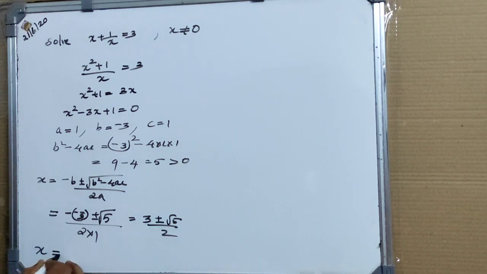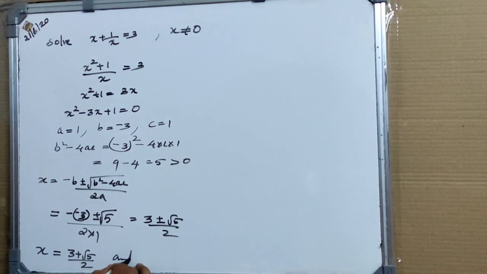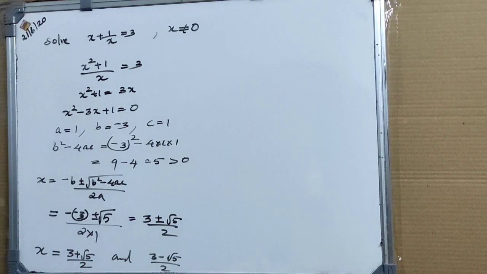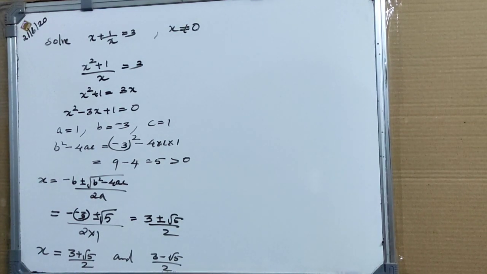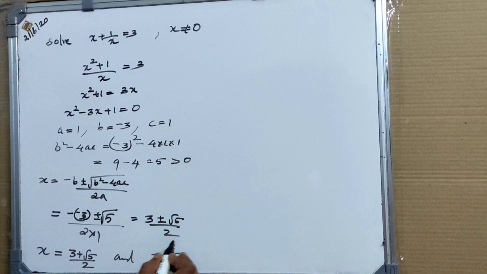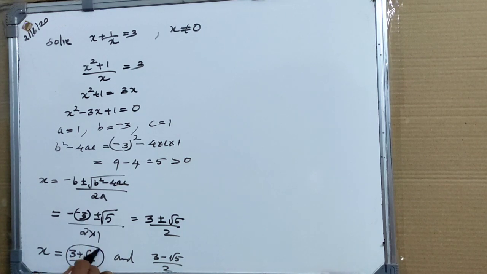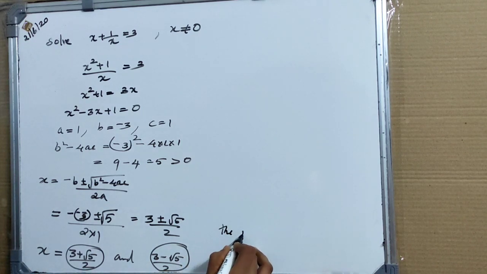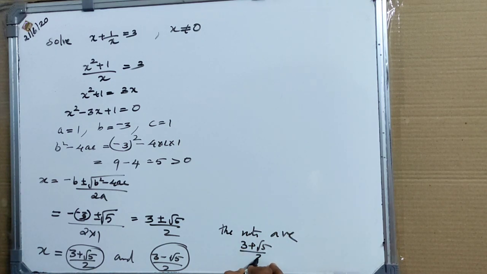So we get two roots, that is 3 plus root 5 by 2 and 3 minus root 5 by 2. So the roots are 3 plus root 5 by 2 and 3 minus root 5 by 2. You have to write down the roots are 3 plus root 5 by 2 comma 3 minus root 5 by 2.